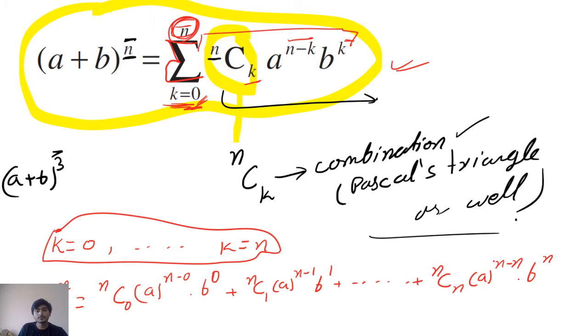The final term will be nCn a to power n minus n into b to power n. n minus n is 0, so in place of this I can directly write it as 0. You can see it is starting with b to power 0 and ending with b to power n. It is starting with a to power n and ending with a to power 0. It is starting with nC0, which is the value of k, and the final value of that is nCn, that is n. Hope all of you are clear with that. We will be using this formula throughout our study.